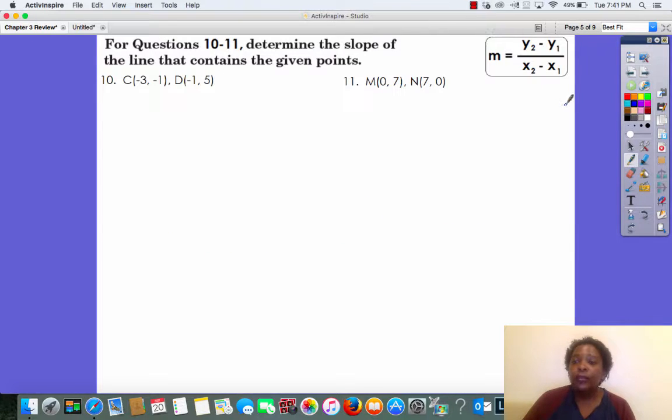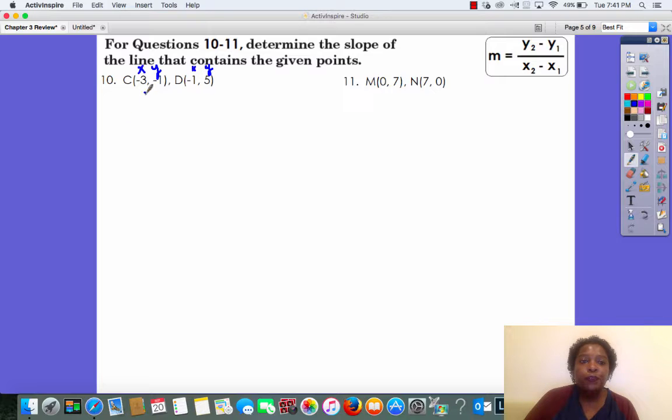Alright, let's move on now to equation of a line. For 10 and 11, they want you to use this formula for slope of the line. Anytime you're dealing with coordinates and an equation, the easiest thing to do is label the coordinates. For every point, you know you're going to have an x and a y. So point C has an x and a y, point D has an x and a y.